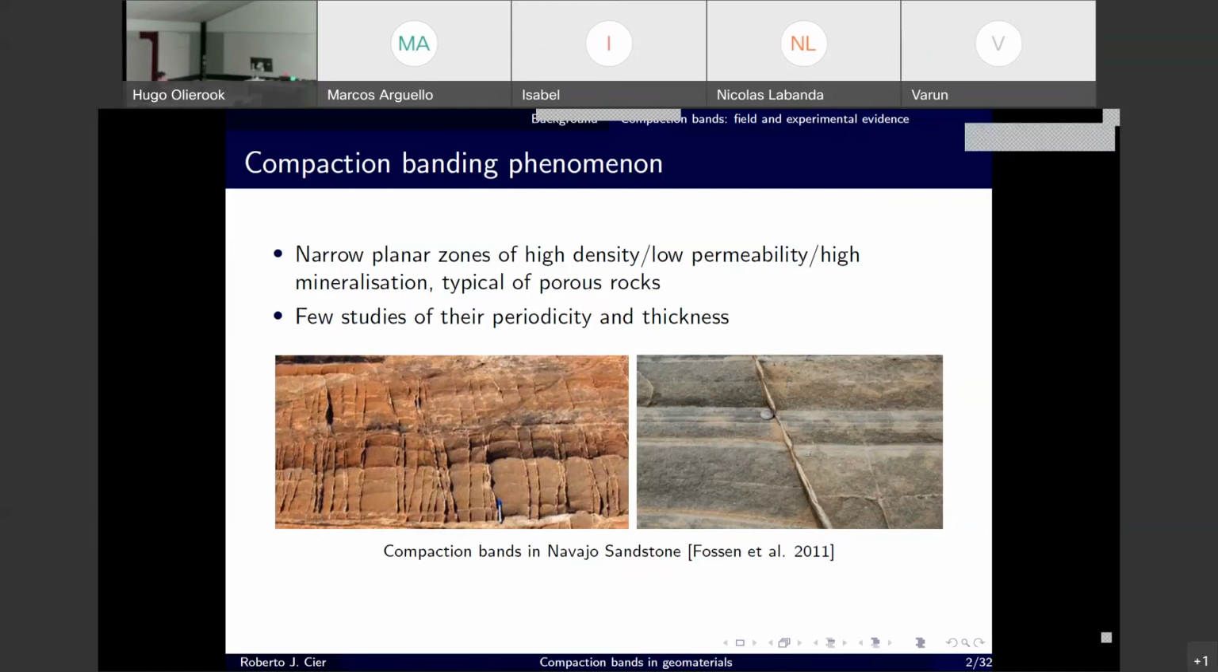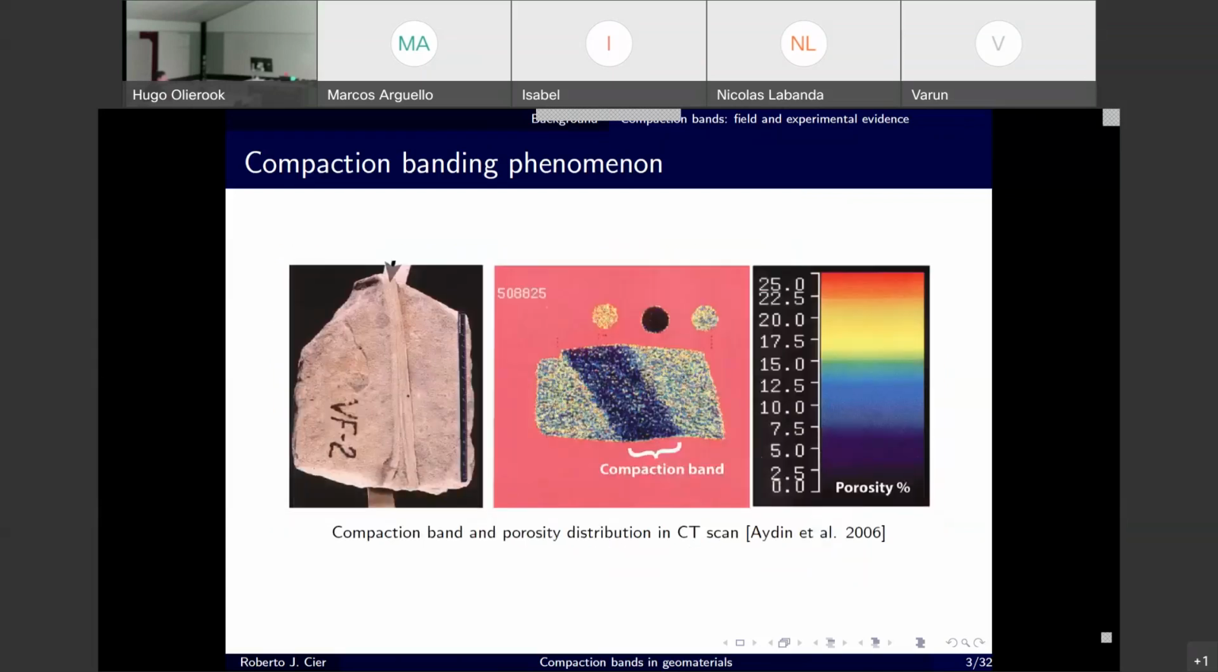Related to this phenomenon, we've got a lot of experimental evidence and also geological evidence in outcrops, like this outcrop here in Utah, in the US. And something that the researchers realized is that this phenomenon appears in a set of patterns that represent some periodicity and some thickness to the centimeter scale. So we can see here an image of a CT scan in a porous rock that presents a compaction band. And we can see that we've got a well-defined region of low porosity inside the band.